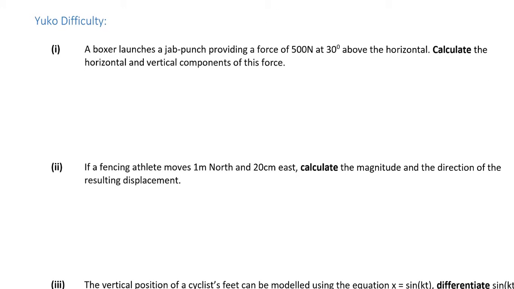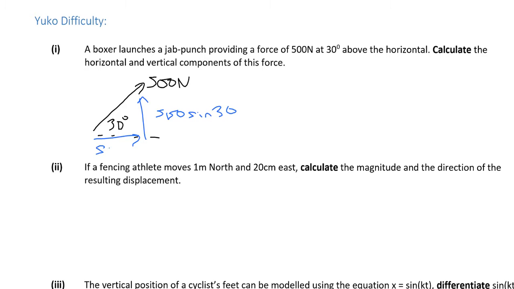So we've got a boxer launching a jab punch of 500 newtons at 30 degrees above the horizontal, so let's sketch that. That's the horizontal, so 30 degrees, and the force is 500 newtons. Calculate the horizontal and vertical components of that force. So these are your sides of the right angled triangle. So this one is going to be 500 sine 30, and this one is going to be 500 cosine 30. You can see that for yourself if you use some trigonometry.